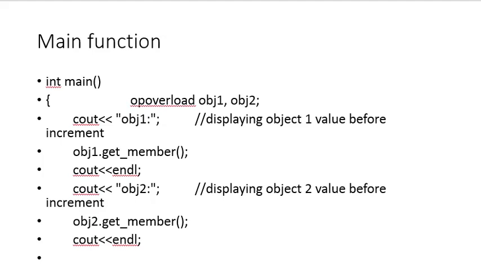Now coming towards main, in which we will make objects of the class. This is the name of the class and we have two objects. First object 1 will print like this. So we have declared object 1 and object 2, and then we display object 1 and then increment.